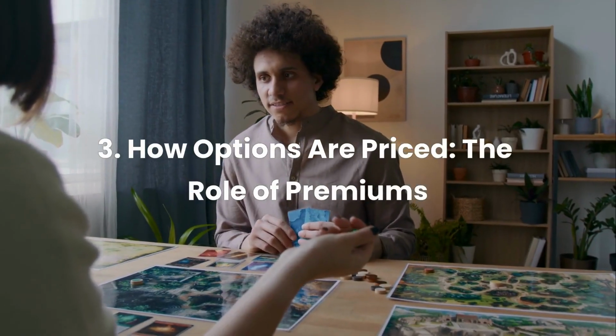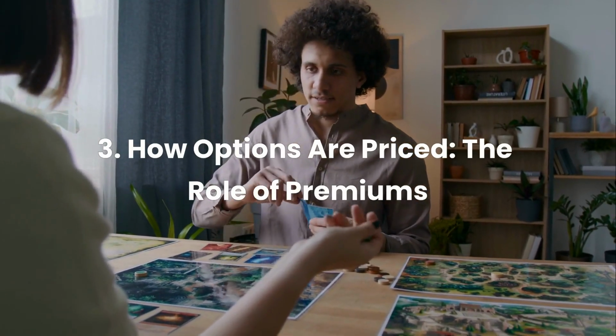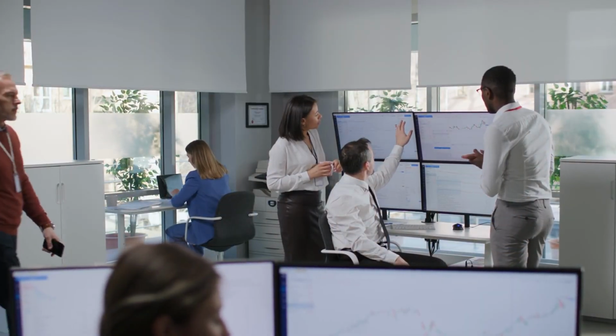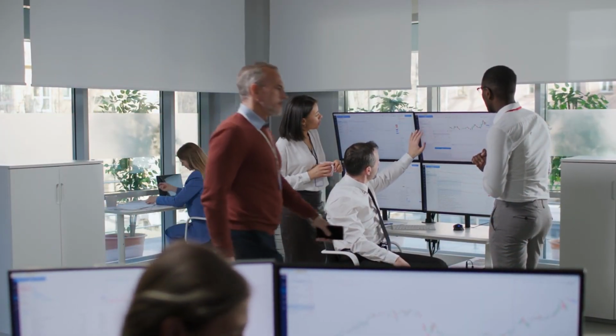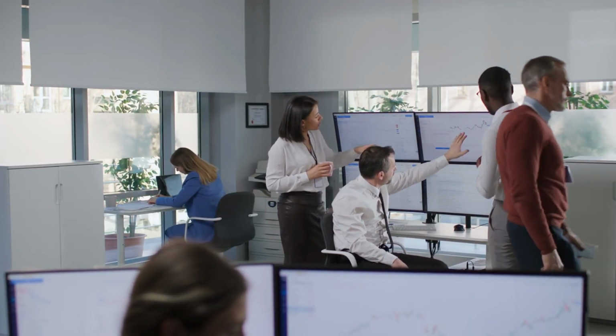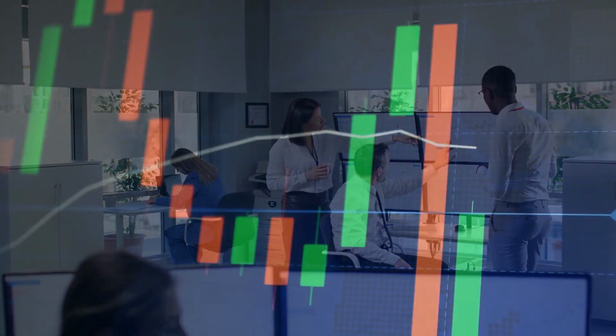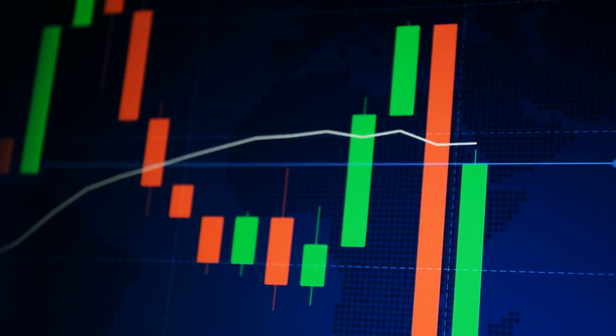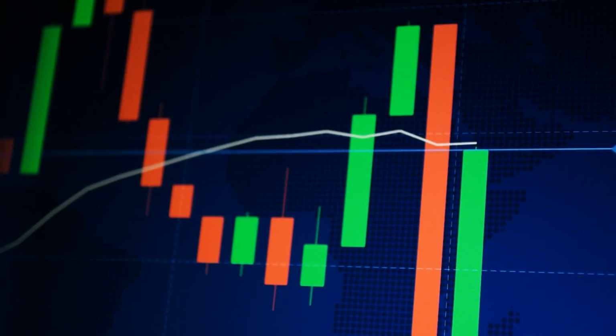3. How options are priced. The role of premiums. The price you pay for an option is called the premium. It depends on factors like the stock's current price, strike price, time until expiration, and market volatility. Higher volatility or longer time frames usually mean higher premiums because the chance of profit is greater.